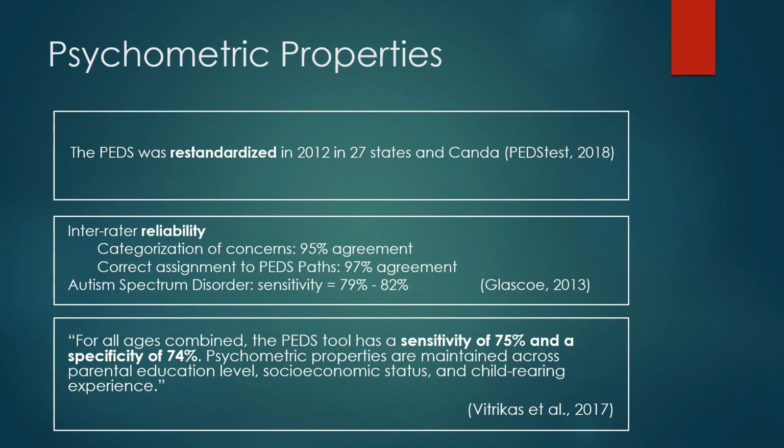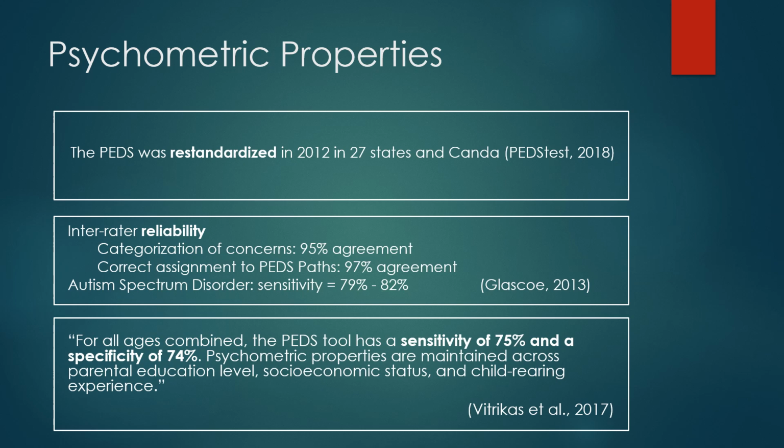Psychometric properties. The PEDS was re-standardized in 2012 in 27 states and Canada to represent the major geographic regions of the population. Inter-rater reliability is divided into categorization of concerns, which is in 95% agreement, and correct assignment to PEDS paths, which is in 97% agreement.